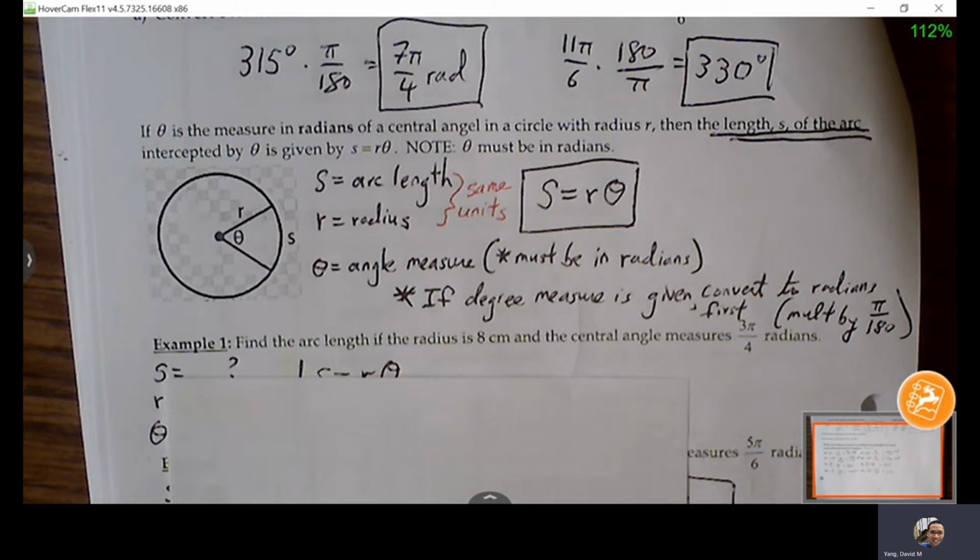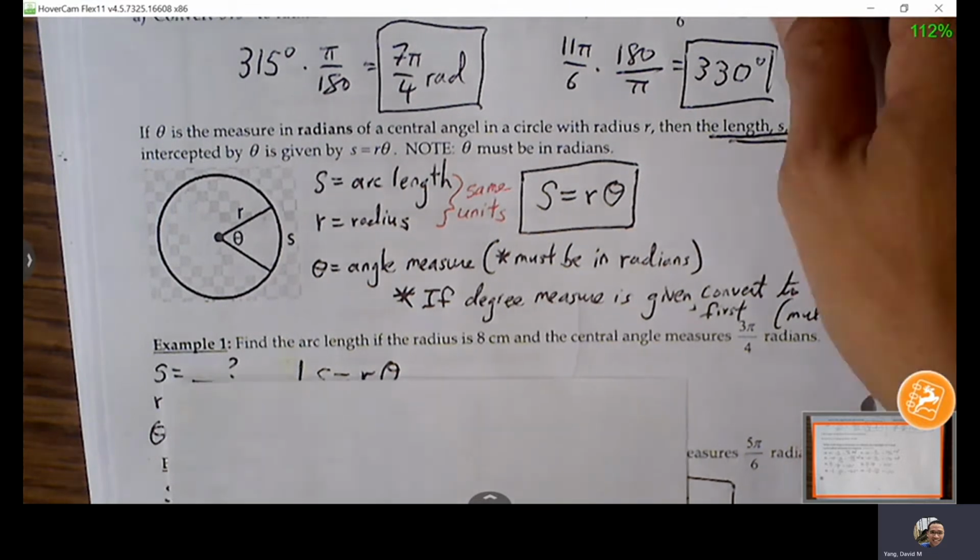Okay. So if something is a degree measure, you have to convert it to radians first before you can use this formula. So if something is like 60 degrees, I got to convert it to, in terms of pi, in terms of radians, before I can use this formula. So we're going to start off with easier ones where we don't have to do that conversion, and then we'll practice with the ones where you do have to convert first before using the formula. Okay, everybody good with writing down these notes? All right, let's look at example 1.